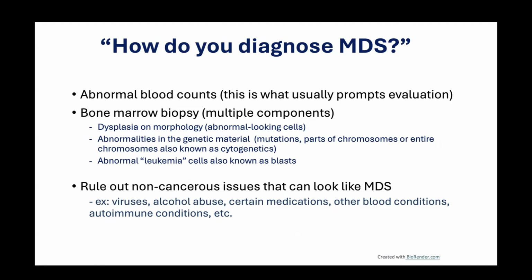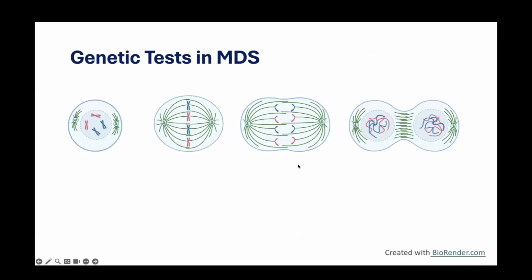But then beyond that, they look at the genetic material, which is something called cytogenetics, which I'm going to talk about in a little bit more detail in a few minutes. And then molecular mutations, which are basically often spot errors in the genetic code, which create these abnormal cells. And then, of course, in that morphology, we're also looking for these abnormal leukemia-like cells called blasts, which can affect the prognosis.